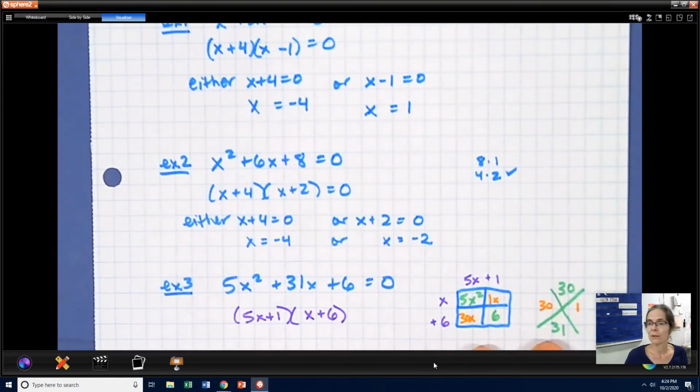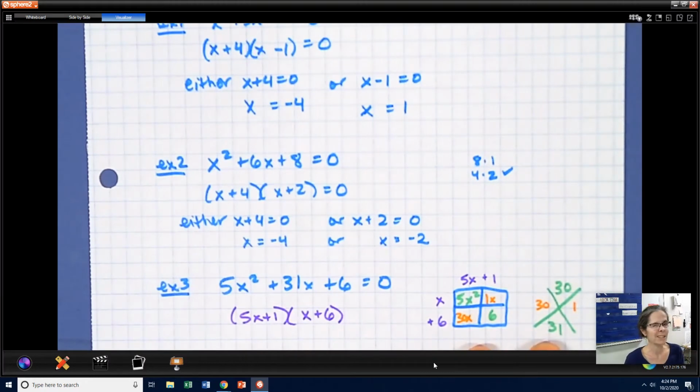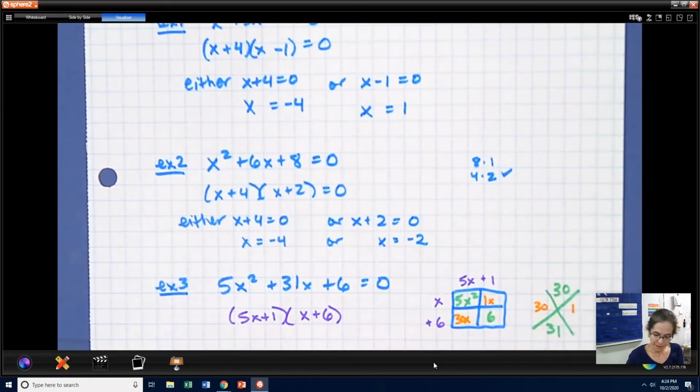This was the kind of scratch work I was hoping to see on your tests, because that would have told me that you were doing it the way we had been doing it in class. But I'm not done. That factored form is equal to 0. And now I'm going to do exactly what I did in examples 1 and 2. I'm going to set each factor equal to 0, and then I'm going to solve it.